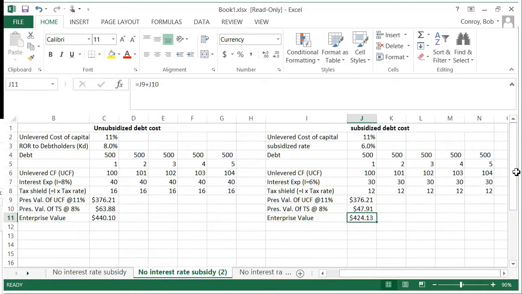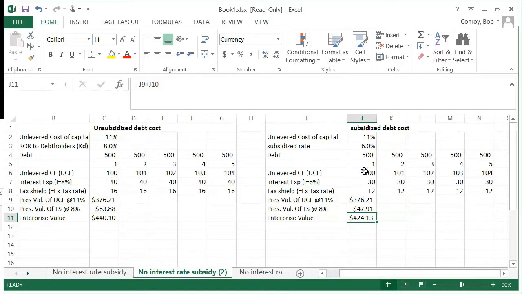Okay, so now let's assume that in fact there is subsidized debt, and the subsidy for the debt is that they're able to borrow at 6% and not 8%. Now this would be equivalent to, for example, a company making the investment and getting an industrial revenue bond from the county or the state, which allowed them to borrow the money at a lower rate.